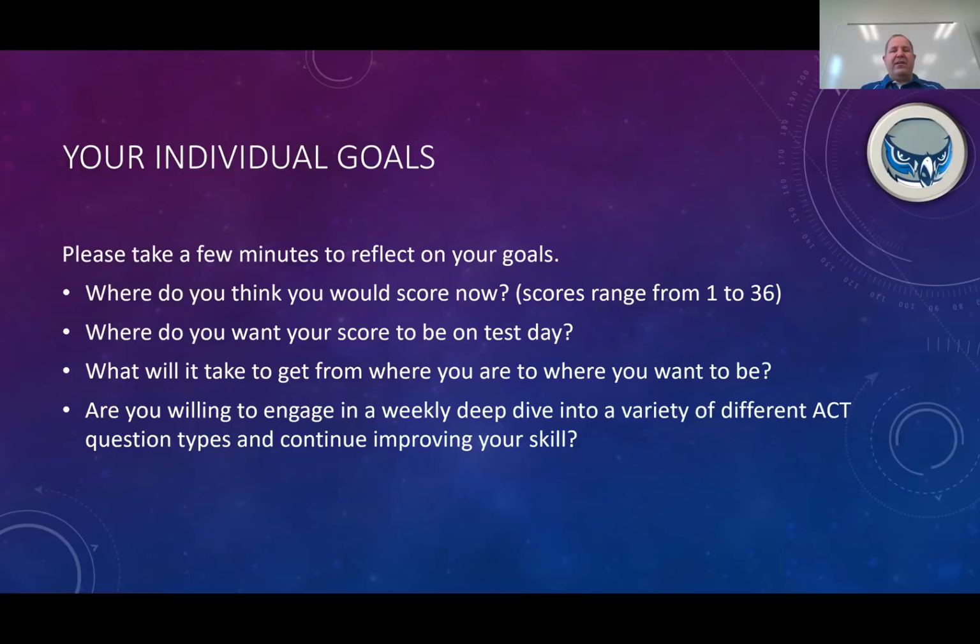Individual goals. Let's take a few minutes and just reflect on this. I want you to think. We're going to be doing some math work here in a little bit, so I'd like you to get out one piece of paper to write on. We're not collecting this. This could be a scratch piece of paper. Could be anything, right? Something to write on. Where do you think you would score right now on the ACT? Now, the lowest score you could get is a 1, and the highest score is 36. Where do you think you would score? If you took the test at this moment, for the next 3.5, 4 hours, what do you think you'd get?